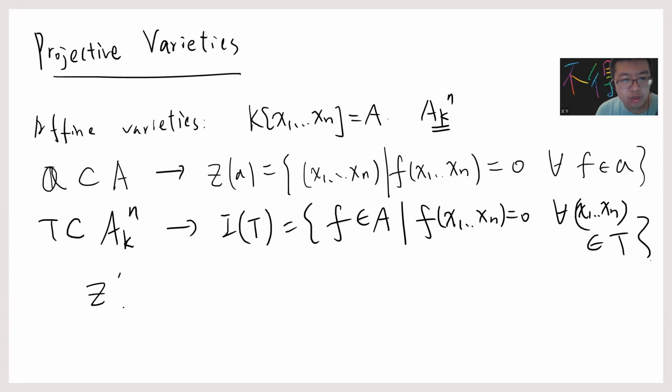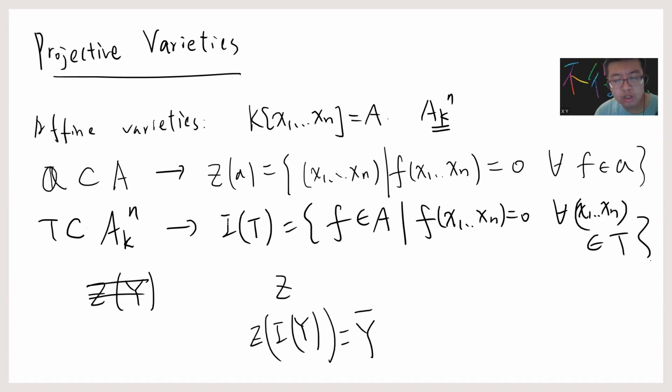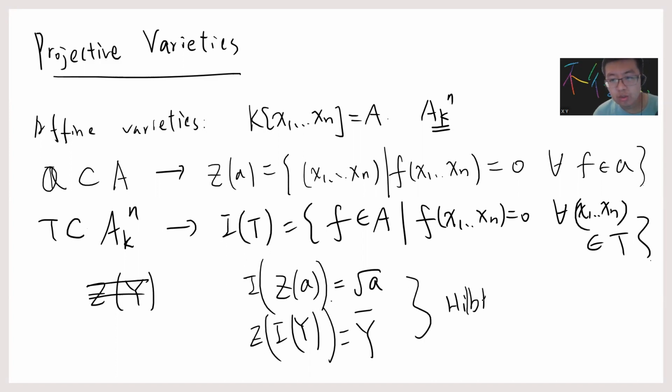Previously one can show that if you first take the ideal of the set Y and then take the zero set, this will give you the closure. If you first take the zero set and then take the ideal back, you will get the radical of the ideal, the square root of the ideal. This is the Hilbert Nullstellensatz.